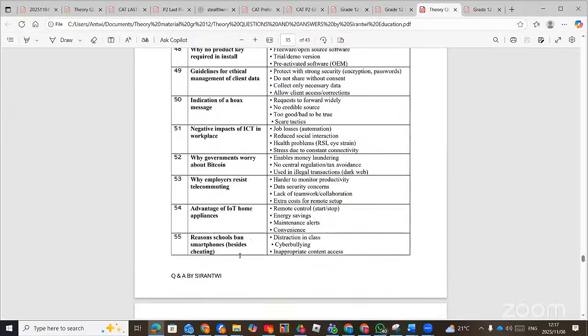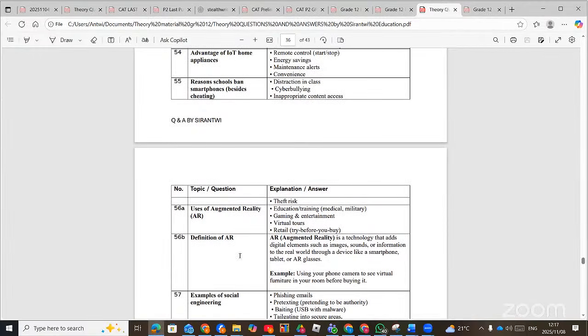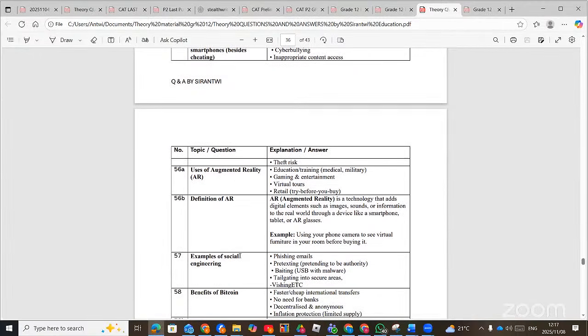So you have to know all these IoT advantages and disadvantages. They are all part. AR, augmented reality, which is different from VR. So the AR is mostly for educational training, gaming, and virtual tours and others. But the VR, that one is virtual reality. So the definition of AR is technology that adds digital elements into the real world.